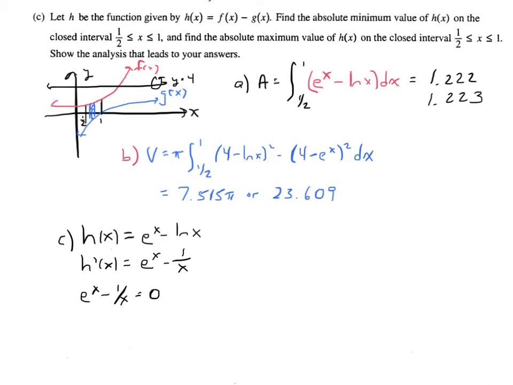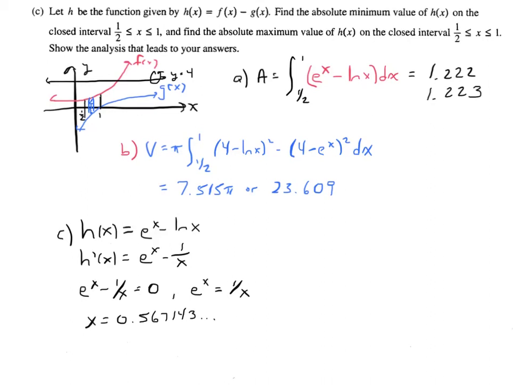Now, this is going to be difficult to do algebraically, so you can do one of two things. You can put this in your calculator and either type in this whole function, e to the x minus 1 over x, and see where that crosses the x-axis, or you can put this in your y1 and put 1 over x in your y2 and look for the point of intersection. They should be equal. Now that point turns out to be something like that. So that's our only critical number.